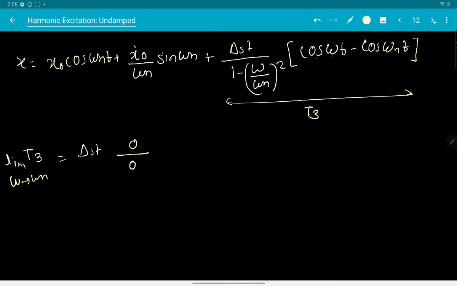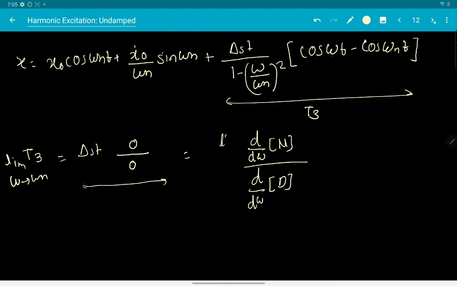So how do we evaluate such conditions where you have 0 by 0 appearing? We'll be taking the derivative of the numerator with respect to omega, and we'll also be taking the derivative of the denominator, and then we'll be evaluating these individual terms as omega tends to omega n. We'll be differentiating the numerator and evaluating it as omega tends to omega n, and similarly for the denominator.